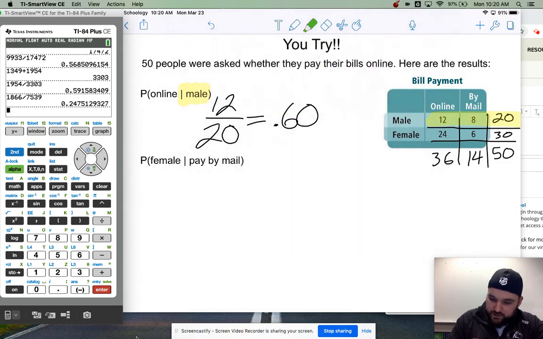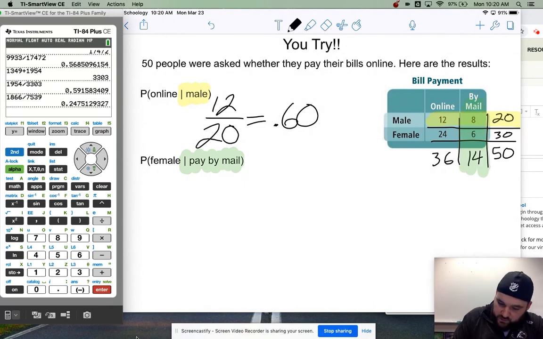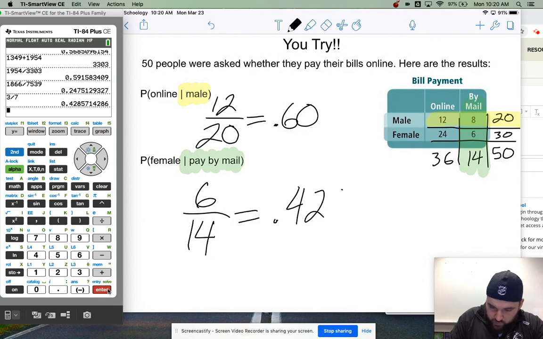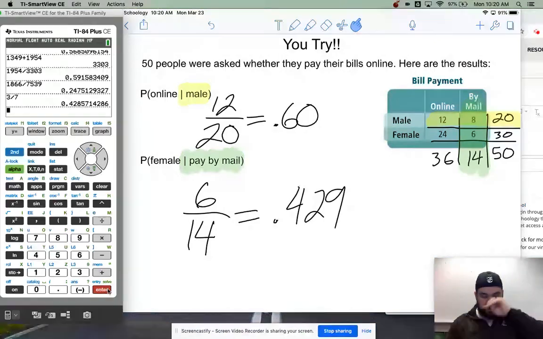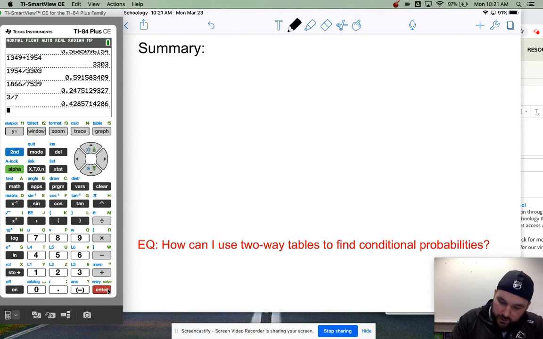And then this next portion, what is the probability that I choose a female given that they pay by mail? So if I know they pay by mail, I am only looking right here at these 14 individuals. So out of 14, how many of them are female? And that is 6. 6 out of 14 is 3 out of 7, which is 0.429. Okay, so that's how we use a two-way table to convey conditional probabilities.